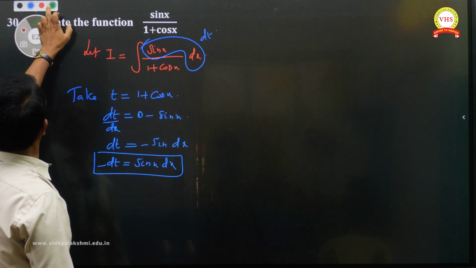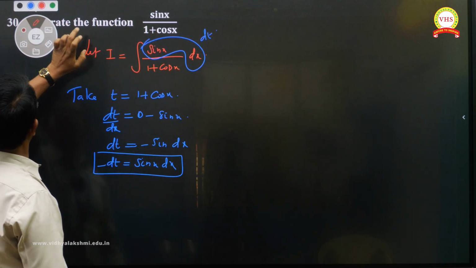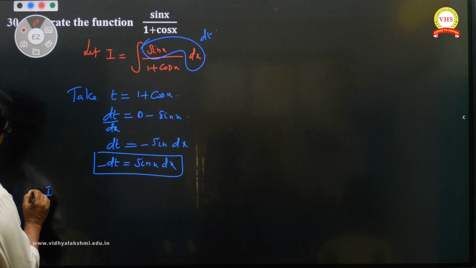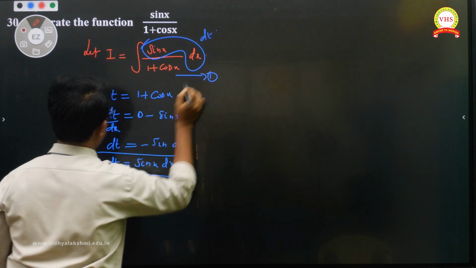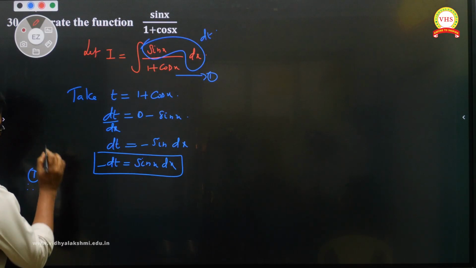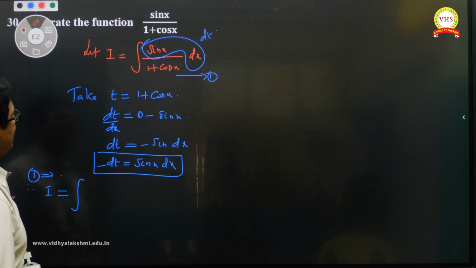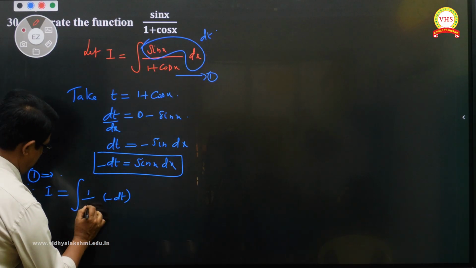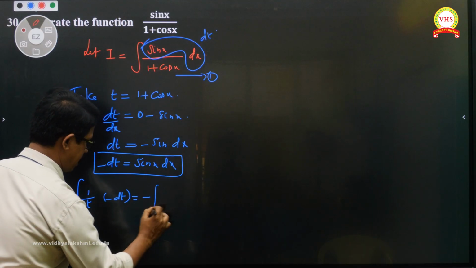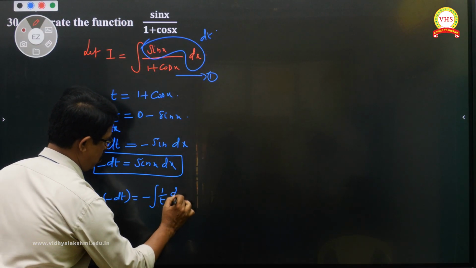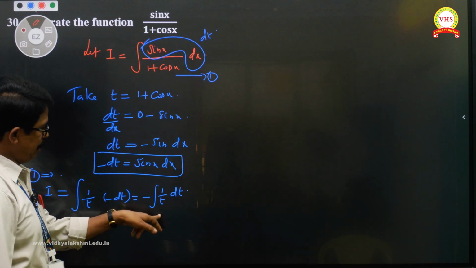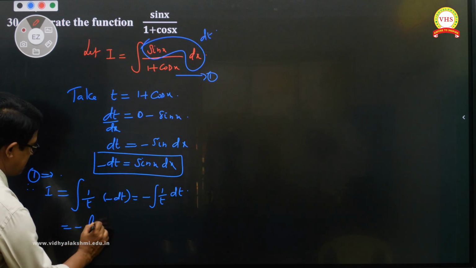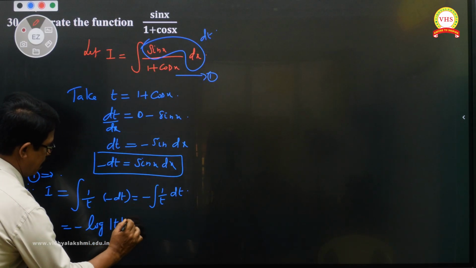Then what does the integration become? I equal to, we may call this equation 1. Now 1 becomes integral of sin x dx, which is minus dt, and the denominator becomes 1 by t. That is equal to minus, taken outside, integral 1 by t into dt. We know very well that integral of 1 by x dx is log x. Likewise here, integral of 1 by t dt equals minus log t plus c.